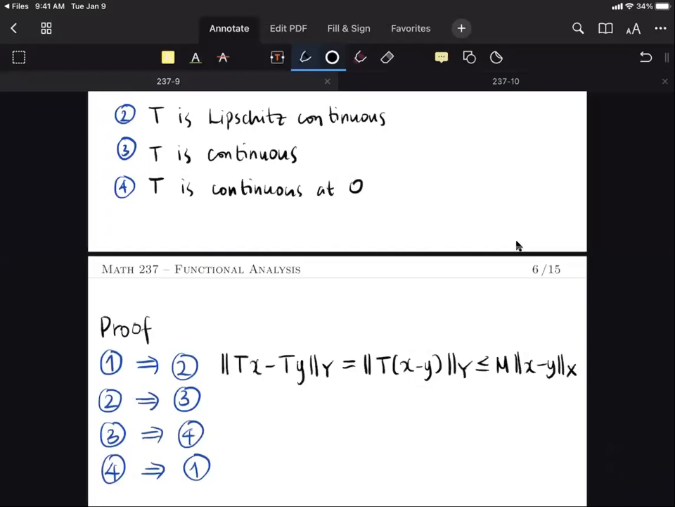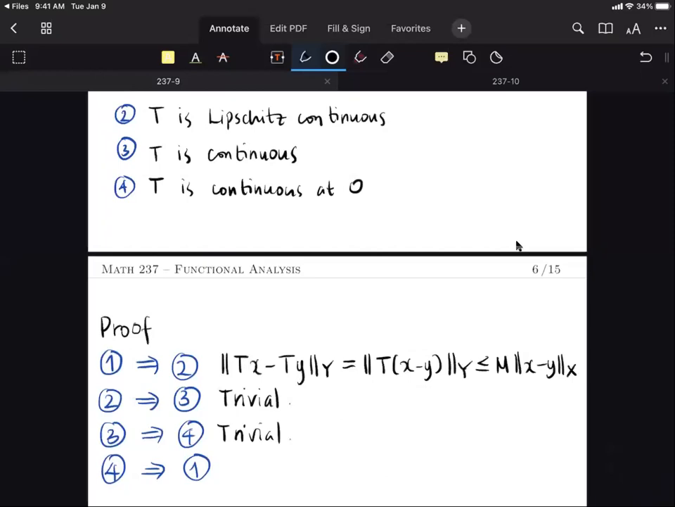Of course, a Lipschitz continuous function is continuous. This is trivial. And similarly, a continuous function is continuous at every point in the domain. So therefore, it is also continuous at the particular point 0. That is, again, trivial.